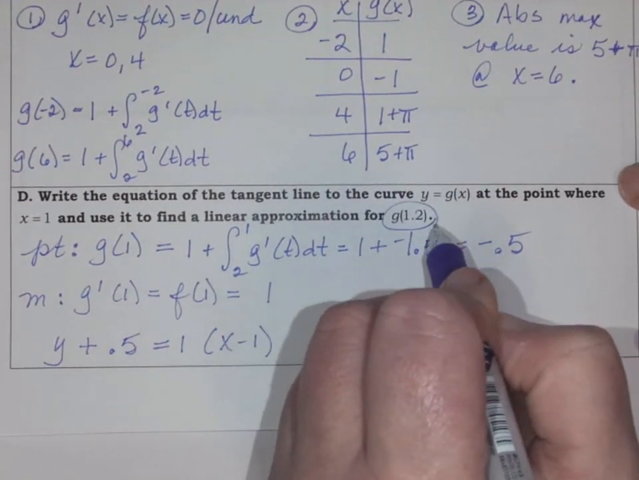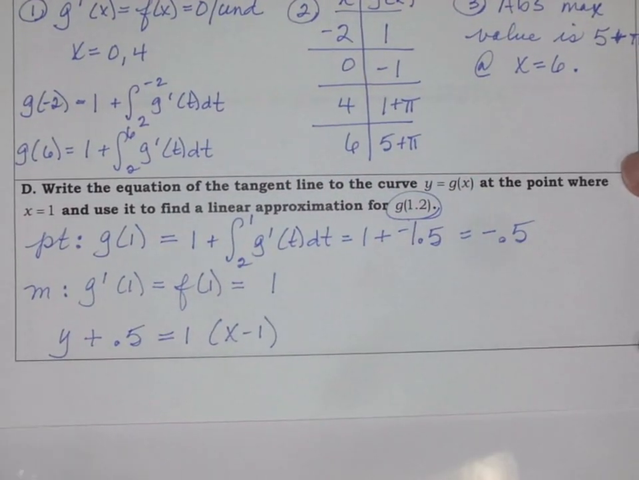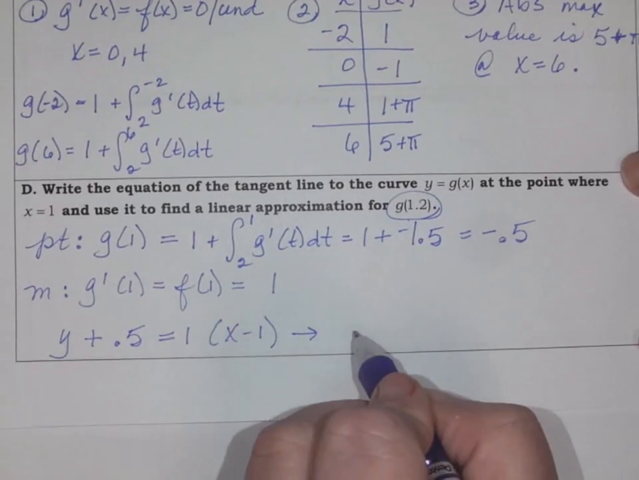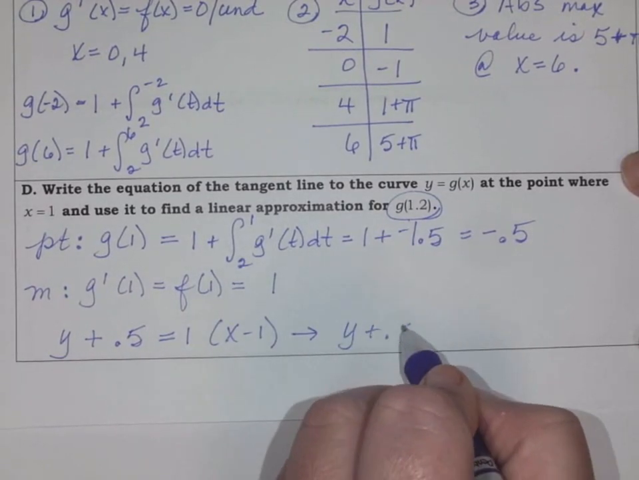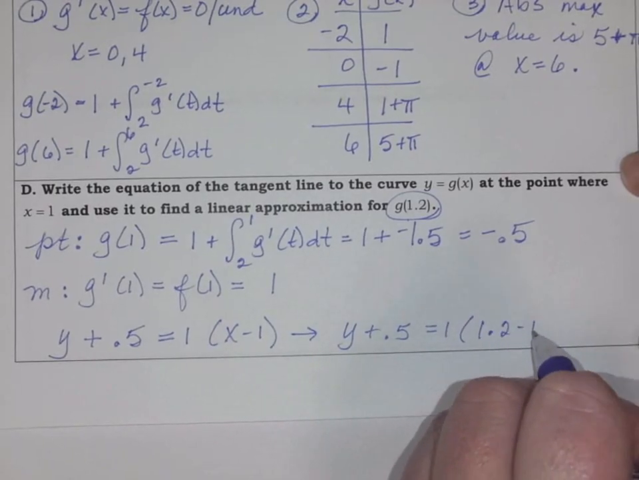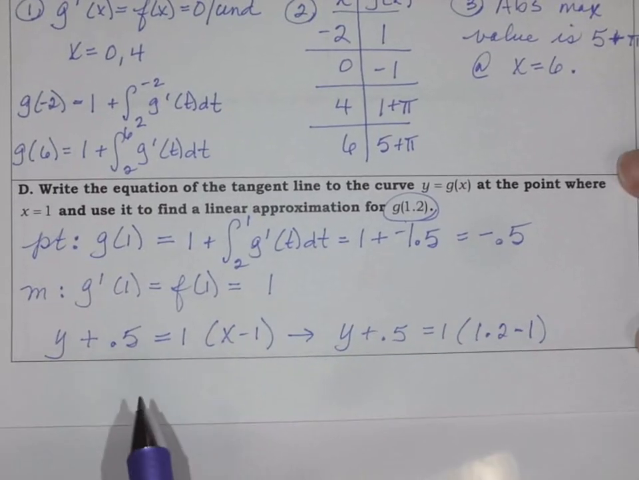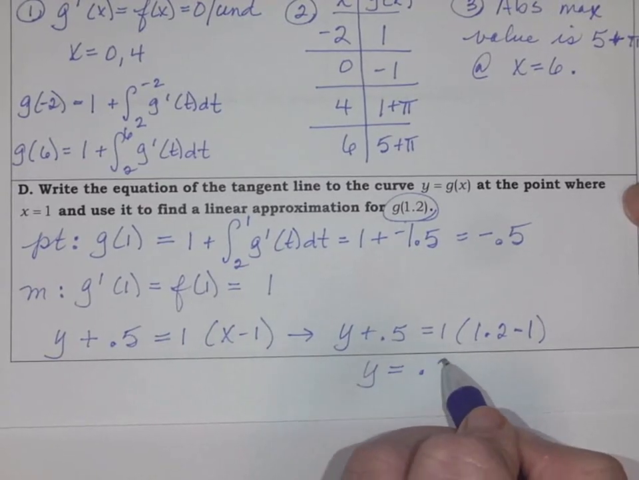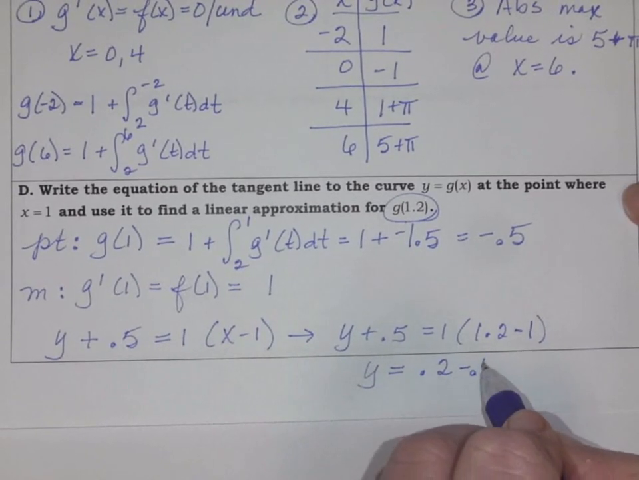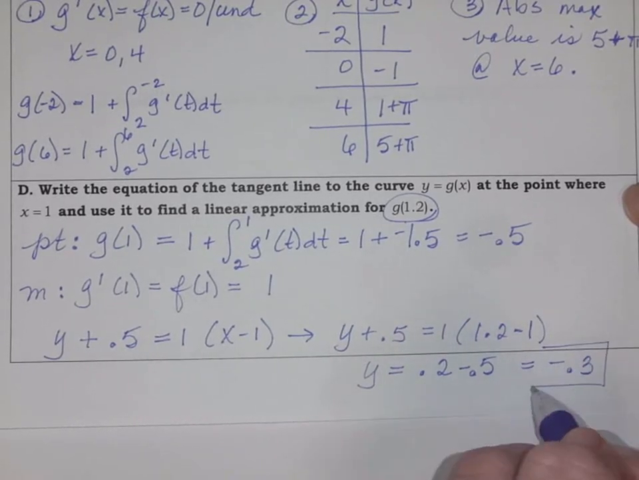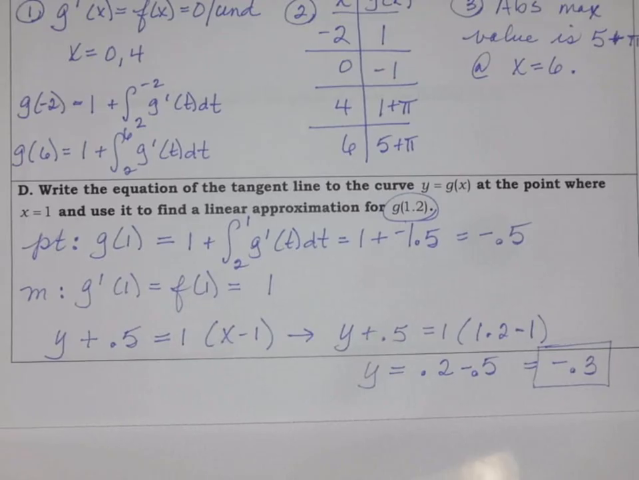Now, we want to approximate g of 1.2. So what we're going to do is plug 1.2 in for x. So it will be y plus 0.5 is equal to 1 times 1.2 minus 1. So if I work with this, y is equal to 0.2 minus 0.5, which is equal to a negative 0.3. So there is our estimated y value for that function.